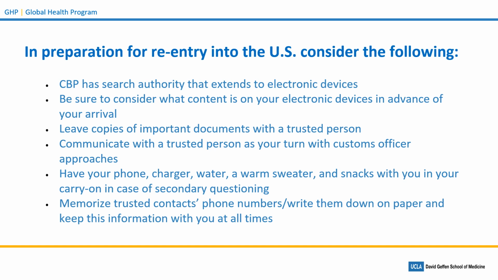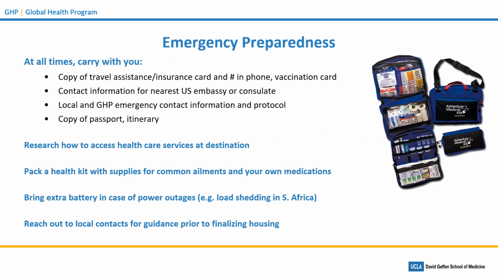Leave copies of important documents with a trusted person. Communicate with that person as your turn with the customs officer approaches. Have your phone, charger, water, a warm sweater, and snacks with you in your carry-on in case of any secondary questioning. And importantly, memorize trusted contacts' phone numbers and write them down on a piece of paper, and keep this information with you at all times. Again, hopefully none of this will be an issue for you, but we just wanted to make sure that you prepared yourself for any re-entry.